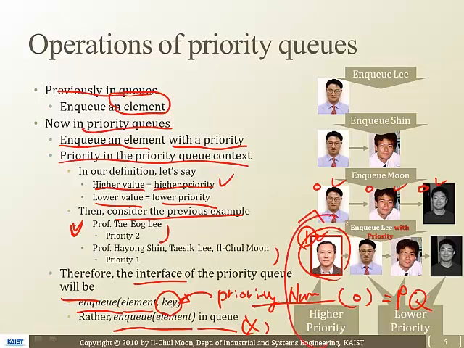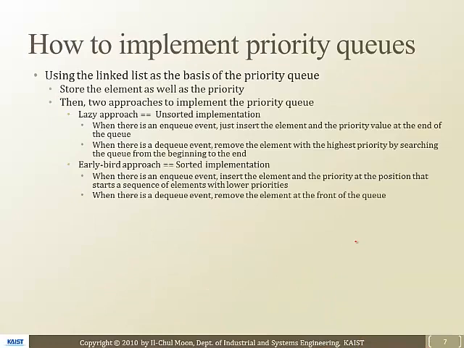So this person has a higher priority, these three people have lower priority, and this person gets in the line first even though he arrived the latest in the queue. So for this particular example, FIFO, F-I-F-O, first in, first out, is violated. All right. So how to implement priority queues?